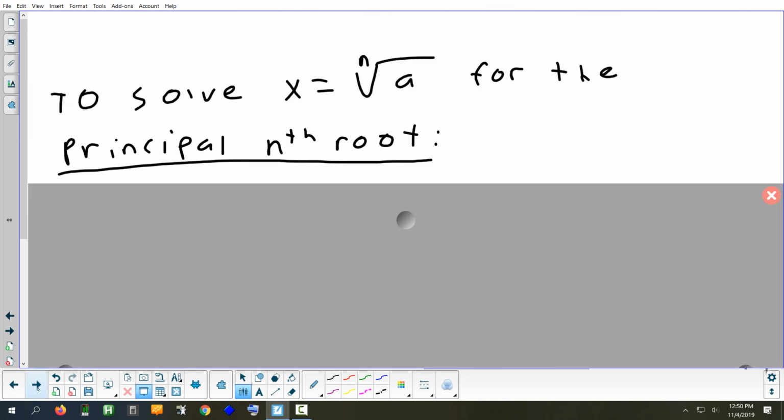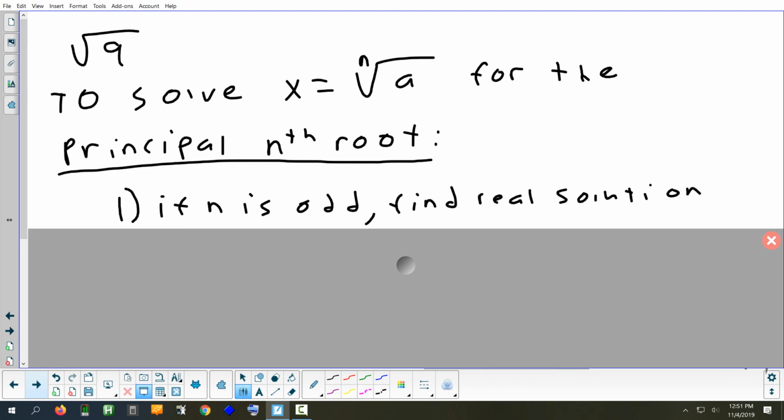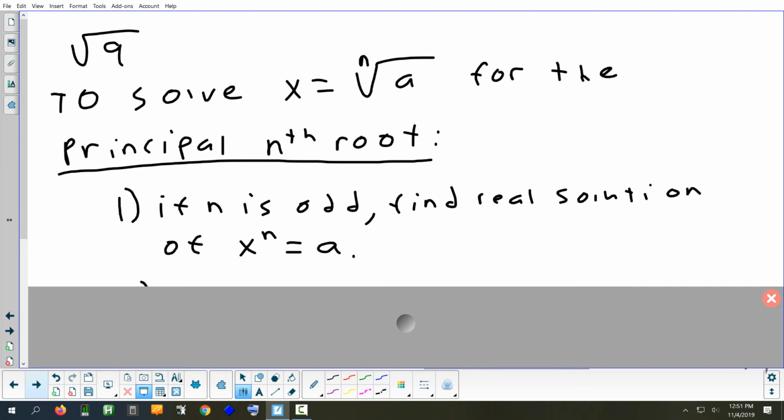Okay. So, when we're solving an equation, let's say like this, the square root of 9. What is the square root of 9? Plus or minus 3. There are two answers. When the directions say principal root, like the principal square root or principal cube root, principal basically means they want one answer. So we're going to separate it into two cases: how to do it if it's odd, and how to do it if it's even.